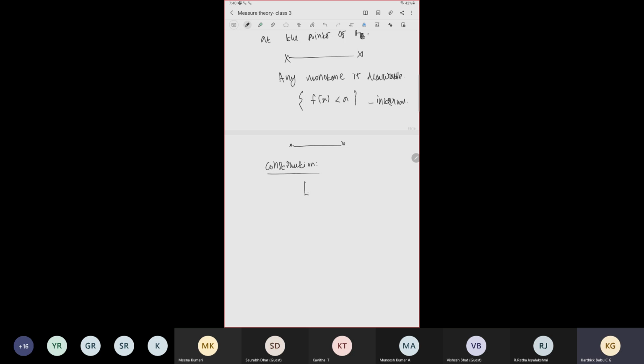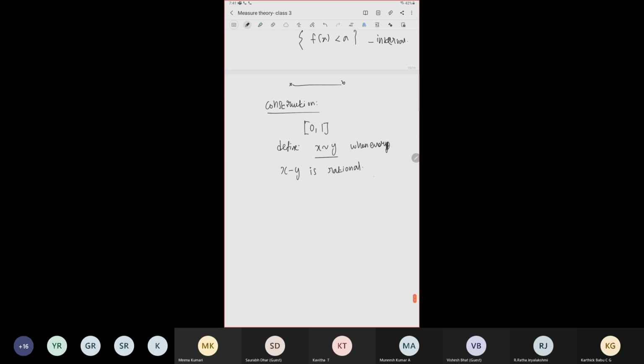We take the closed interval [0, 1], and we are going to define a relation tilde on the closed interval [0, 1]. We say x is related to y whenever x minus y is rational. So two numbers belonging to [0, 1] are related if their difference is rational. It is easy to see that tilde is an equivalence relation.